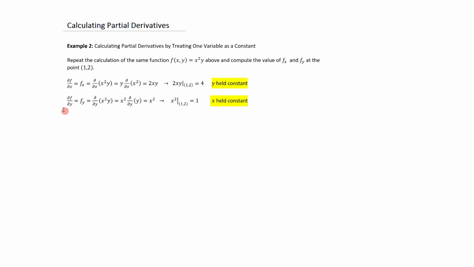If you take the partial with respect to y, then in this case x squared is a constant, so you can bring it outside the derivative. And we're just taking the derivative with respect to y, and we end up with x squared. And again, we evaluate this at point 1, 2. Well, there's only an x factor here, so that means we evaluate at x equals 1, and you end up with a value equaling 1. So this is calculating the partial derivatives by just treating one of the variables as a constant.